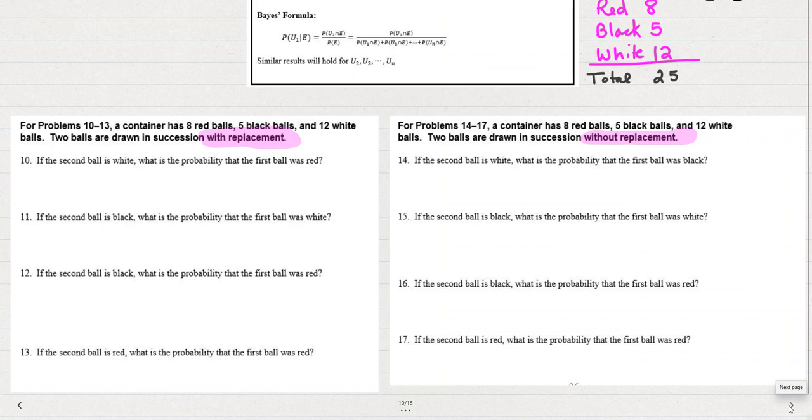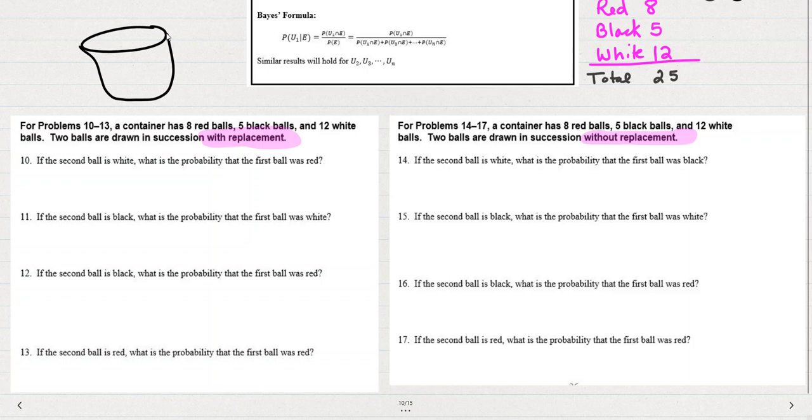If we have the same setup, 8 red marbles, 5 black marbles, 12 white marbles, and we have a total of 25 marbles. Let's look at some probability with replacement and then without replacement. And when we think about replacement, here's our jar. Let's call it a bowl instead. So we can't see through it. The person who's pulling out a marble is doing so with a blindfold.